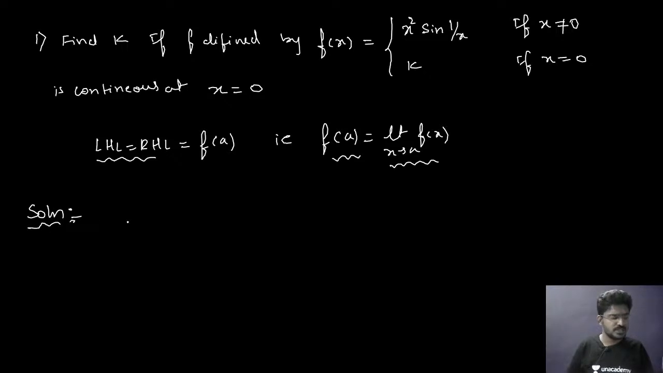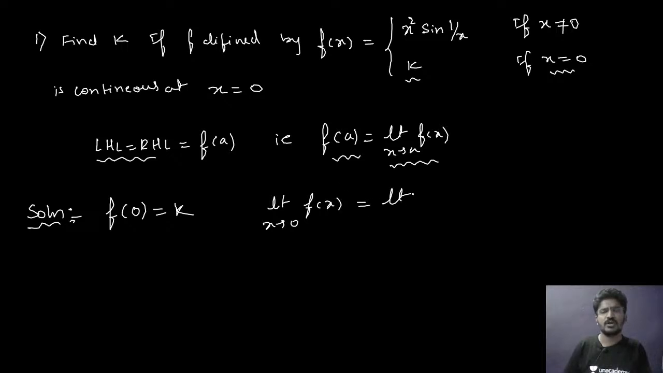So here you can just see f of 0 is what? f of 0 is k. You just see at x equal to 0, you have k. So f of 0 will be equal to k. At x equal to 0, you have k. So that's why f of 0 will be equal to k. Clear? And another term is limit extending to 0 f of x.